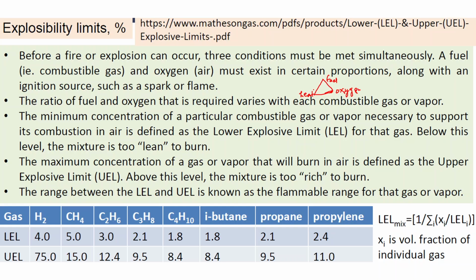And if we have a smaller amount of fuel, below the lower explosive limit, then our explosion or combustion will also not take place. So before a gas explosion can occur, three conditions are required, as I have told. Basically, oxygen is required, then a fuel is required, and thirdly, an ignition source, a spark or flame, is required.